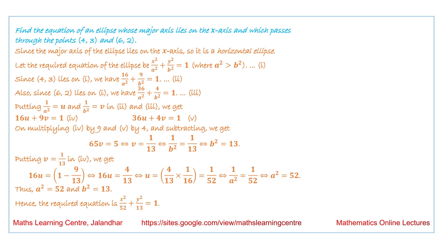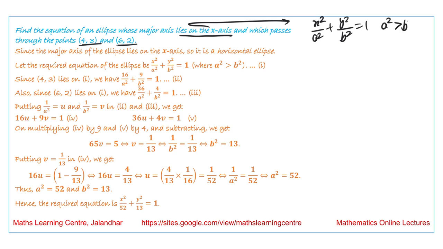Next is find the equation of an ellipse whose major axis lies on the x-axis. It means it is a horizontal ellipse and passes through the points (4, 3) and (6, 2). So it is a horizontal ellipse. So we are considering the equation in the form x²/a² + y²/b² = 1, where a² is greater than b². Now the ellipse passes through these two points.